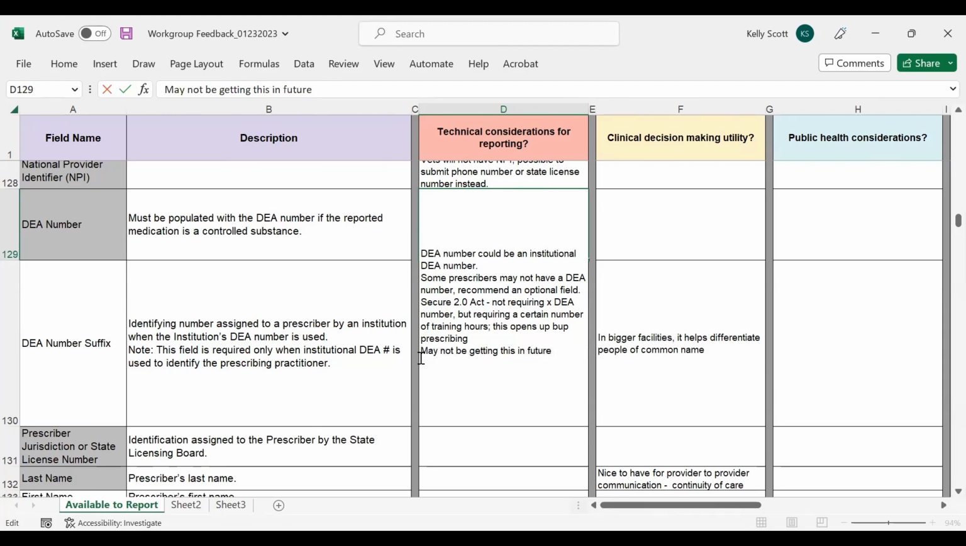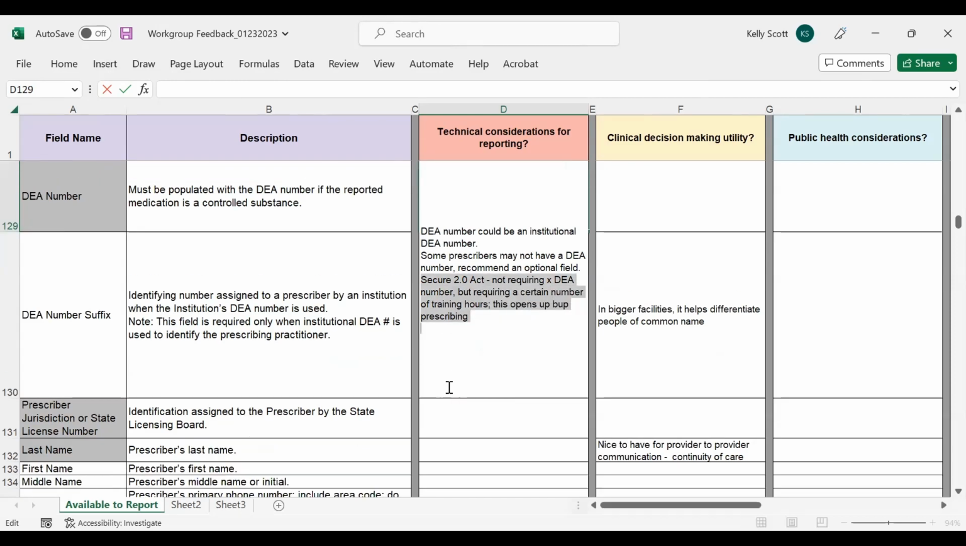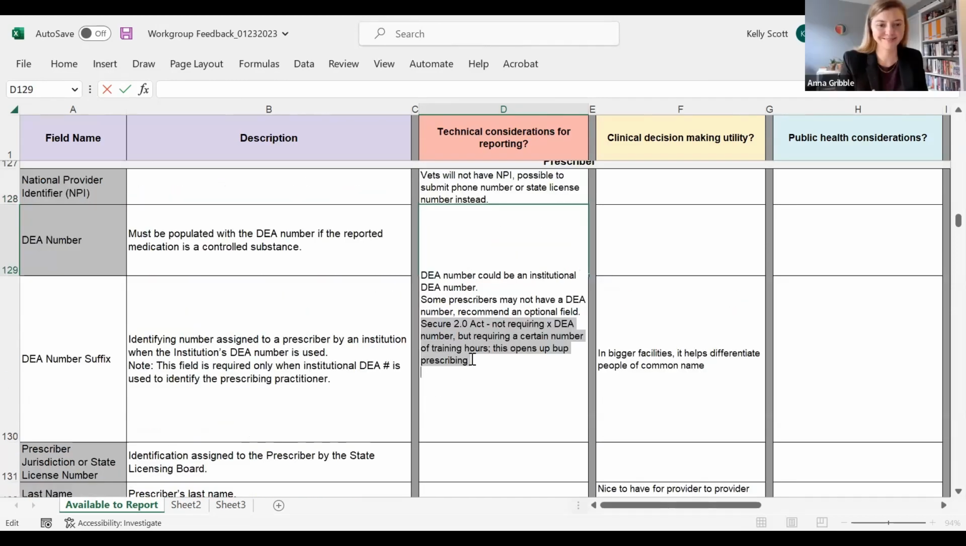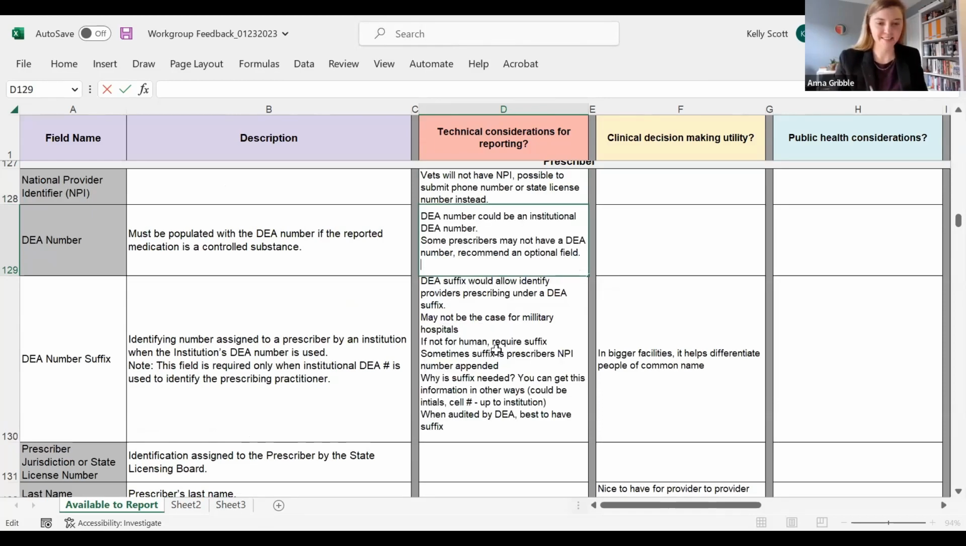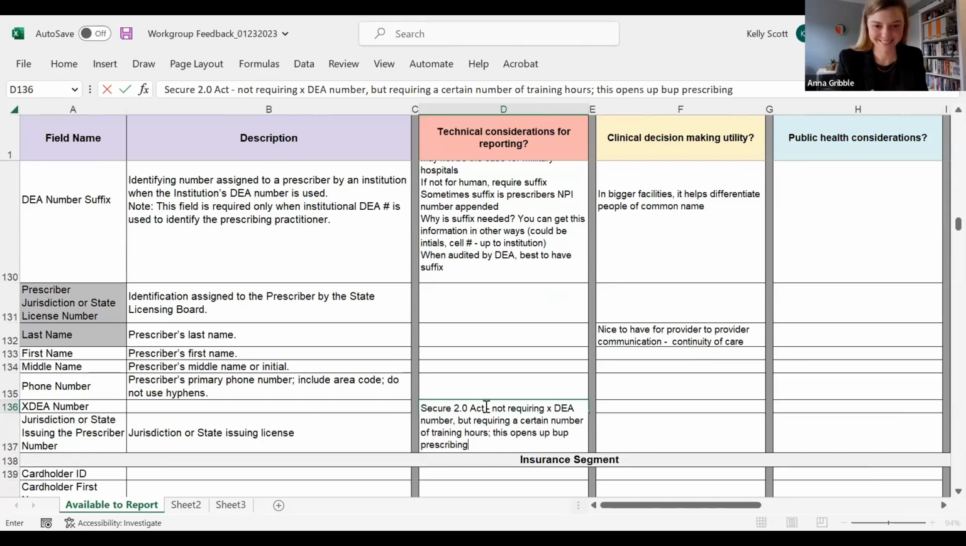Yeah, I'm aware. It just doesn't really apply to the DEA number. No, just the XDEA. It only applies to the XDEA number, which is a separate field. Correct. Okay, Kelly, it's a little bit farther, right after phone number. Yeah, that's the field we're talking about. Thank you.